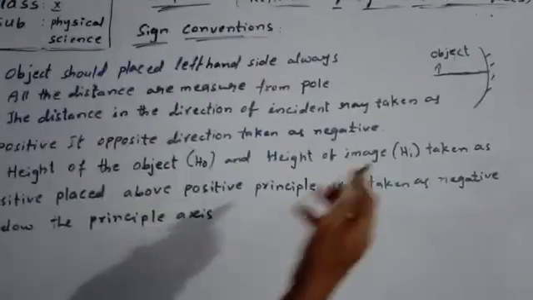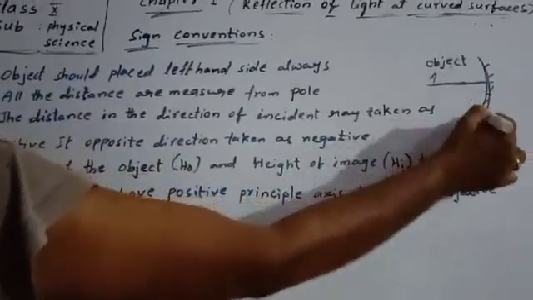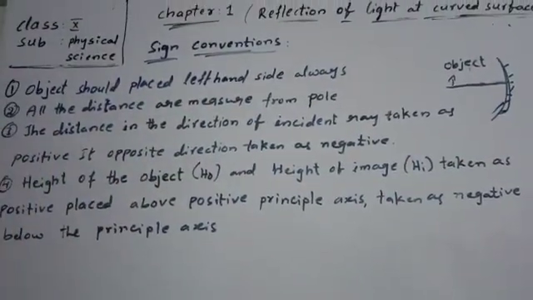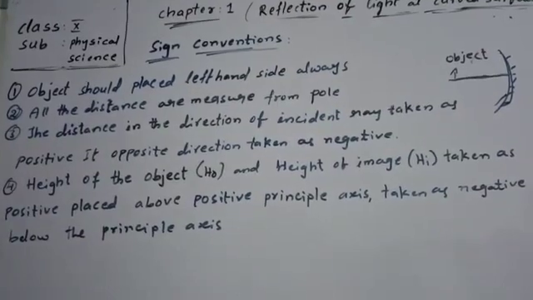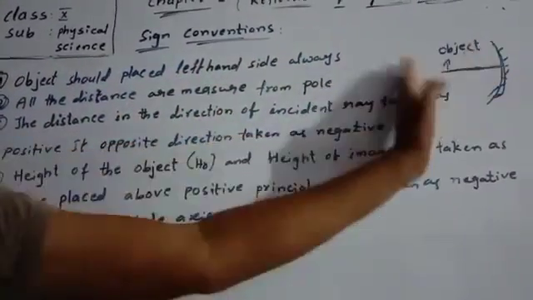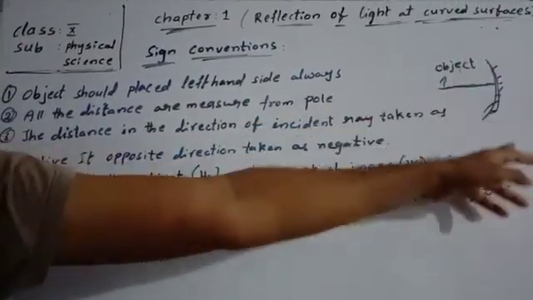Where is the object compared to the curved surface? The object must always be placed on the left side of the curved surface, this side, not the right side.